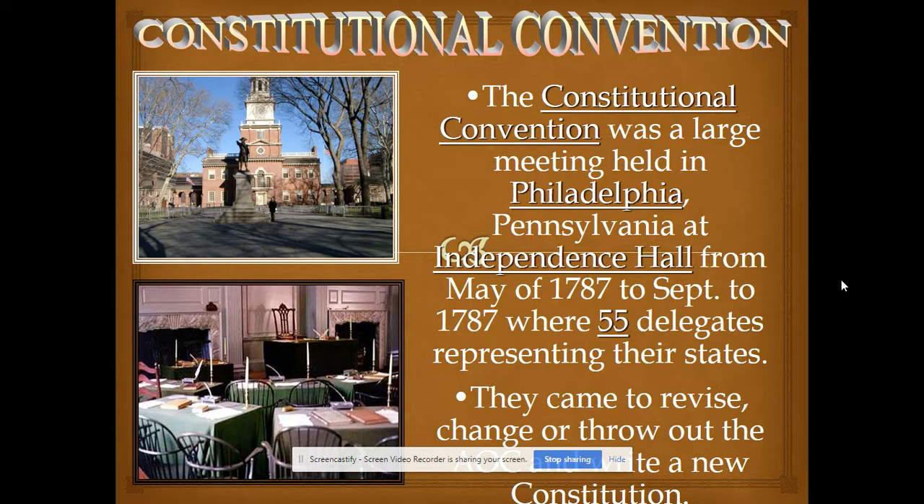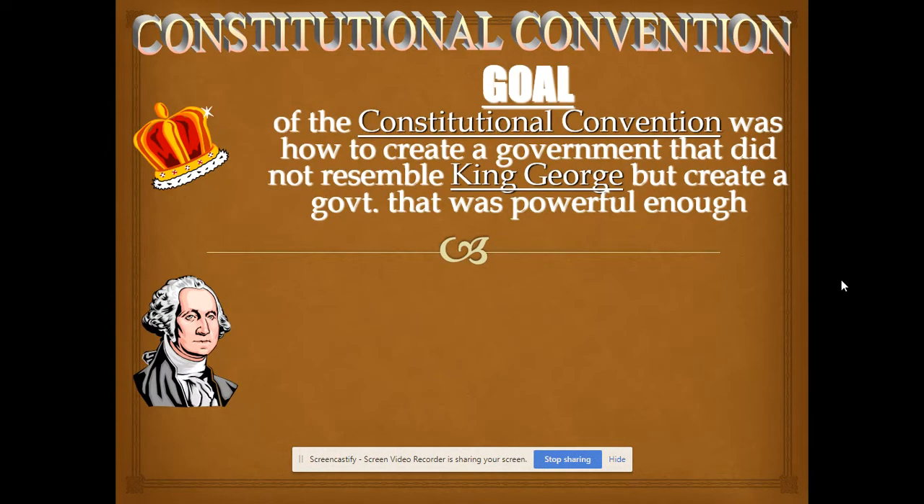But about 55 delegates representing their states came. A couple influential founding fathers were not there, such as Thomas Jefferson and John Adams. They were both serving as ambassadors, Jefferson to France and Adams to England at the time. And so the goal basically is to create a government that's not like the one they left with the American Revolution and with King George. They don't want a monarchy. They don't want a parliament they felt like had become too powerful.